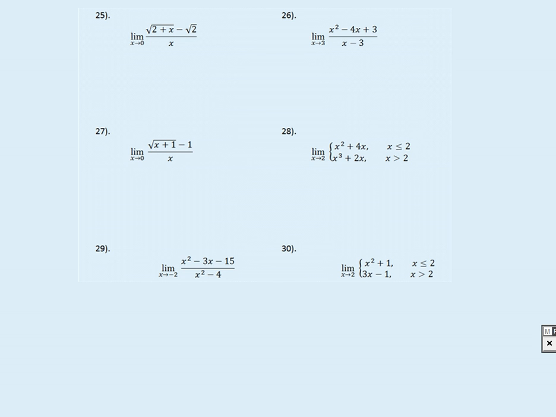Okay, moving on to these ones, number 25. Where I have the square roots, I'm probably going to have to rationalize, but check and make sure. I would get 0 over 0, so I do need to rationalize. To rationalize, I'm going to multiply by the same numerator, except instead of minus this last part, it's going to be plus that last part. And I'm going to do the same on the bottom.